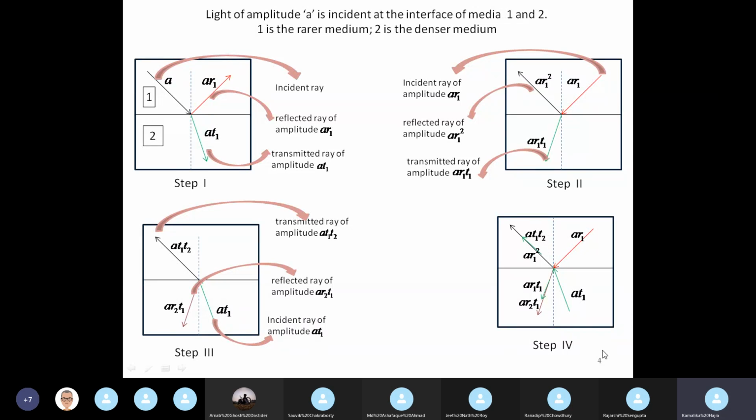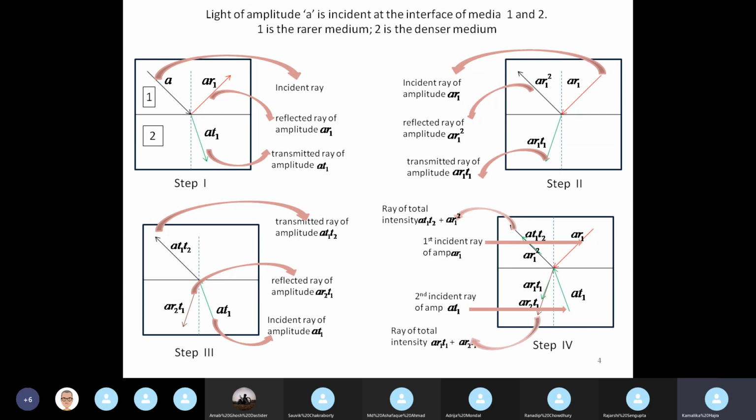Okay, so in the fourth step I complicate the situation by keeping two sources at this position and this position. So now I have an incident ray of amplitude AR1 and a second incident ray of amplitude AT1, so that I get one reflected ray of total intensity AT1 T2 plus AR1 square and one transmitted ray of total intensity AR1 T1 plus AR2 T1.